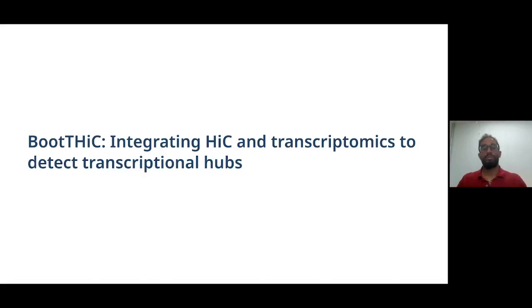Hello everyone, my name is Vipin and I'm here to present you BootTHiC, which is a method that aims to detect transcriptional hubs by integrating HiC and transcriptomic data.